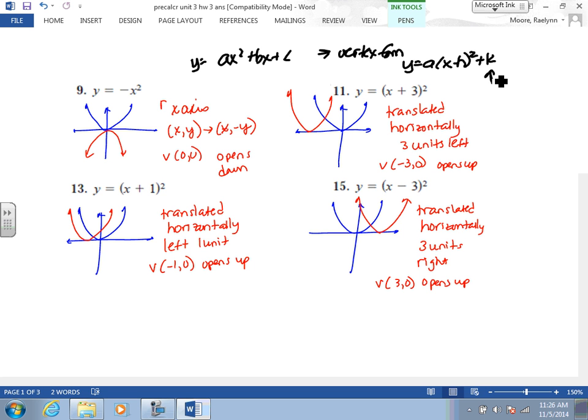So all I wanted you to do is kind of go through and describe the transformation. There's a reflection over your x-axis. Can you confirm these right now with your calculators? Absolutely. Number 11 is horizontal, and anytime it's by the x, it's horizontal. Outside of the x, it's vertical. The horizontal goes the opposite way. So horizontal to the left, 3 units. You can find your vertex. So now you know your vertex as well.